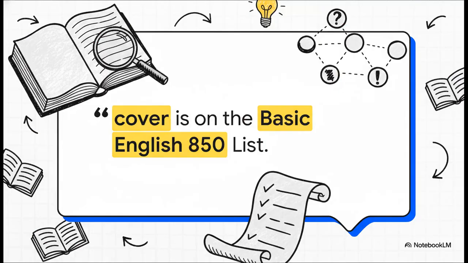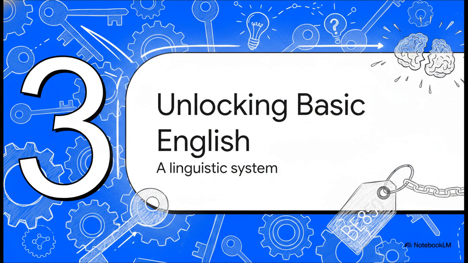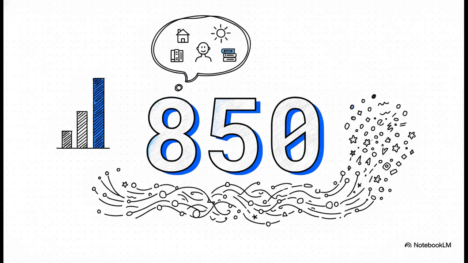Well, the page itself gives us our first clue. It flat out says, cover is on the basic English 850 list. Okay, so we're getting somewhere. It's not a spy code, it's a list. But here's the thing. This isn't just any list. That little code, BE850, is actually the key that unlocks an entire system, a whole way of thinking about language called basic English.